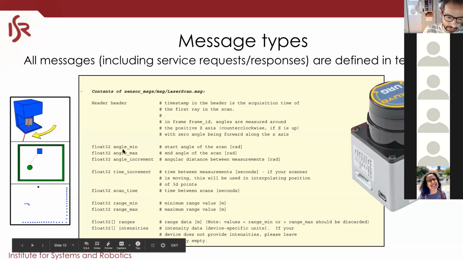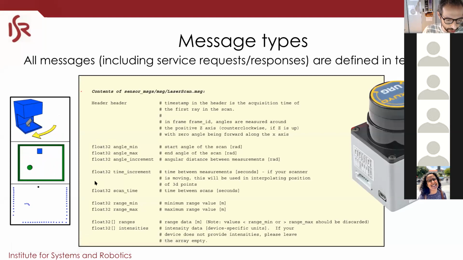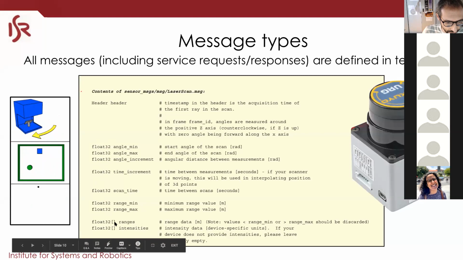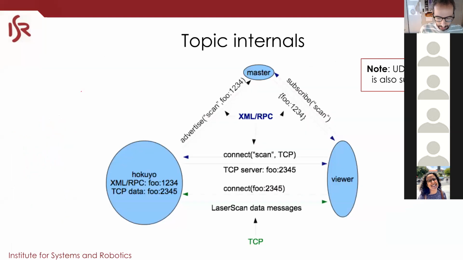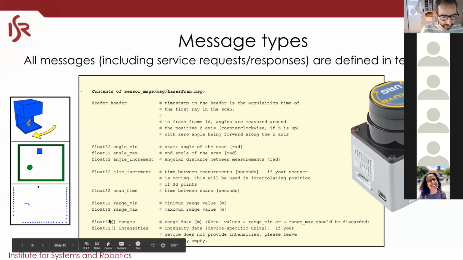This is the data type, and this is the name of the field. I think it's pretty much intuitive. And then with this notation, you create arrays, which can be bigger or smaller, dynamically defined arrays. So this is a basic data type.